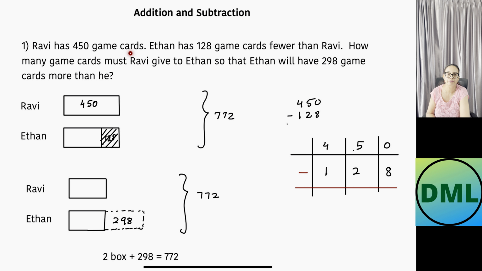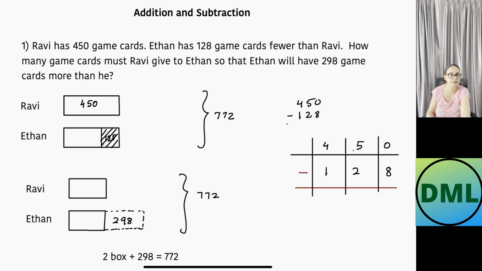Ravi has 450 game cards. So I made one box and I'll put 450 game cards inside it. Ethan has 128 game cards fewer than Ravi. So I made a smaller box for Ethan, and the rest of the part is 128 game cards. Can I calculate how many game cards Ethan has? To calculate this, I need to subtract 450 minus 128.